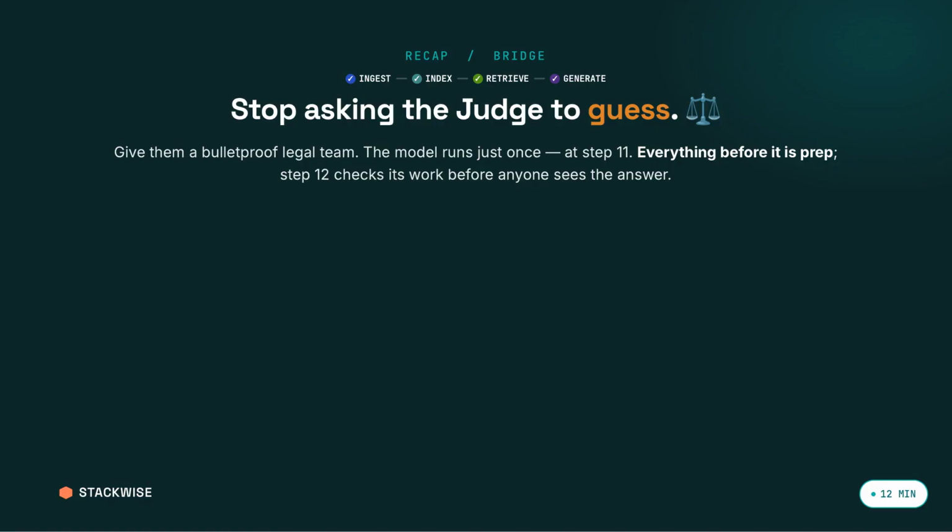And that's how you build a modern RAG pipeline. You stop asking your judge to guess, and you give them a bulletproof legal team: clerks, locker, attorney, judge. The model runs just once at step 11. Everything before it is prep, and step 12 checks its work before anyone sees the answer. The model gets the credit, the pipeline does the work.